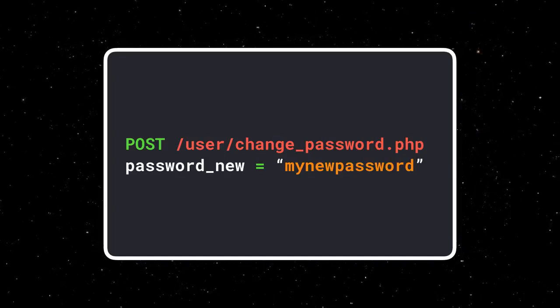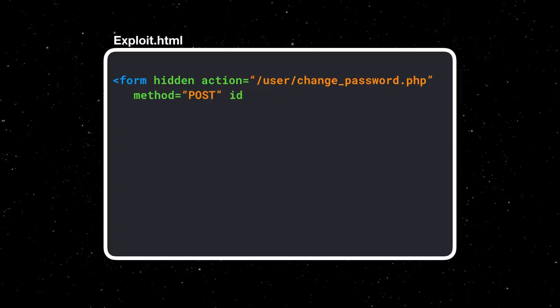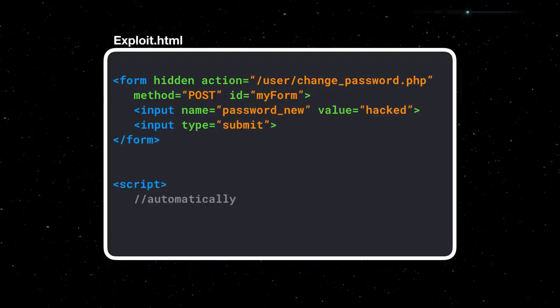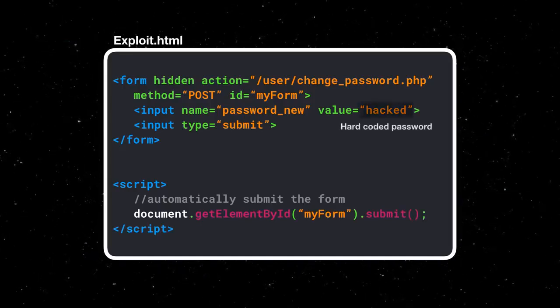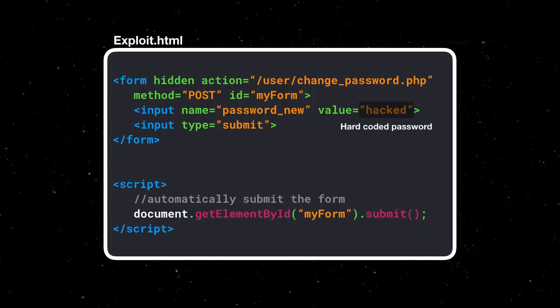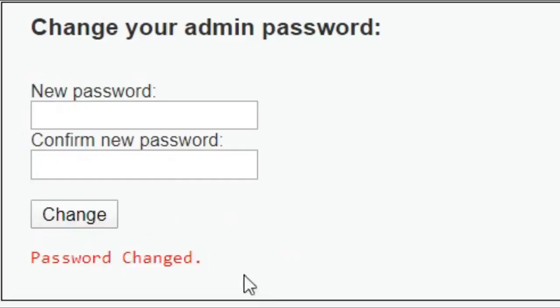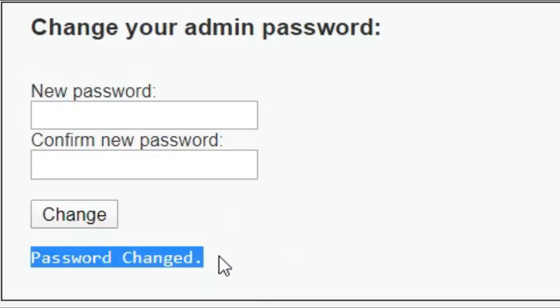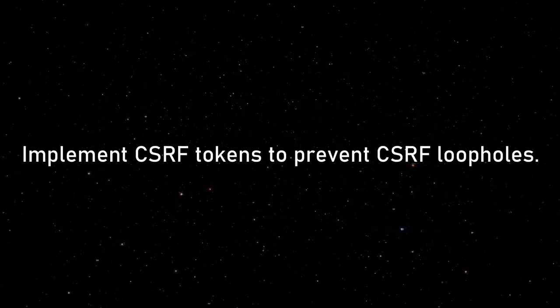The web server then changes the password of that particular user. Now, a hacker can create a web page that automatically sends a post request to the same URL on the website, but with a hard-coded password of his choice. He then hosts this web page on his server and simply sends the link to the victim. When the victim clicks on it, the post request is sent automatically to the target website. Since the victim is already authenticated on the target website, the password is successfully changed to the one that the hacker wanted. This can be prevented by implementing CSRF tokens.